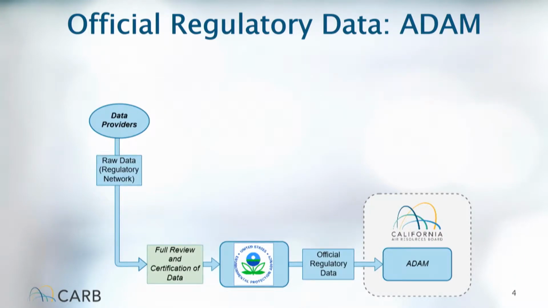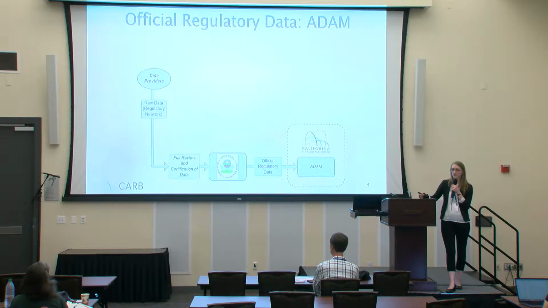In order to highlight how the data get from the air monitoring locations to our database at CARB, I'd like to use this diagram here. In this diagram, the first step is, of course, to collect the data at the air monitoring locations. This whole process really would not be possible without that.